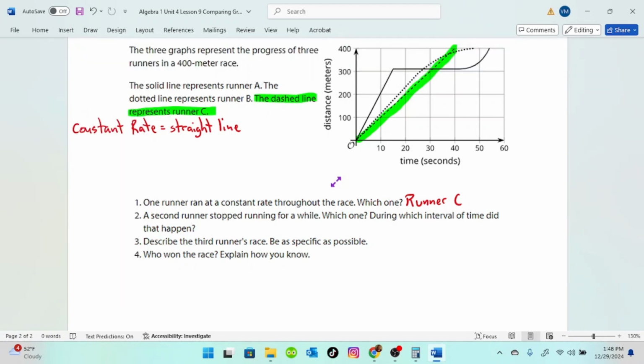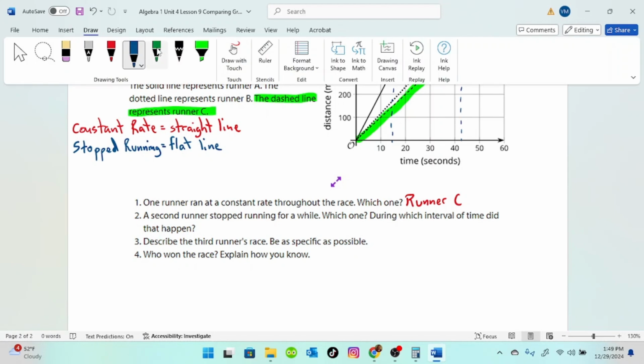Number 2. A second runner stopped running for a while. Which one, and during which interval of time did that happen? So, if they stopped running, that's going to mean a flat line. And we see that happen with this solid line between right here and right about here.